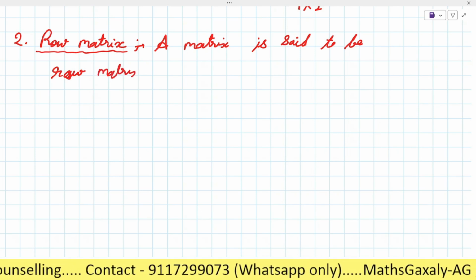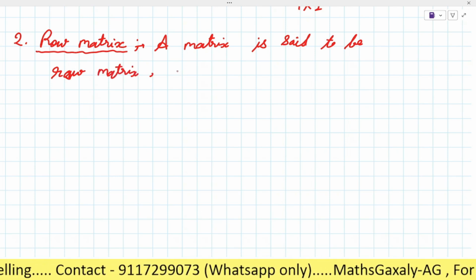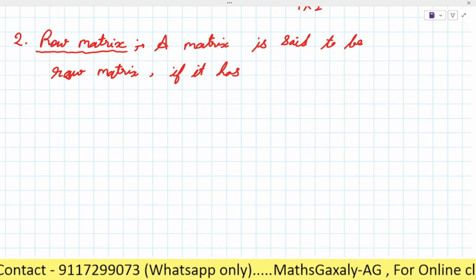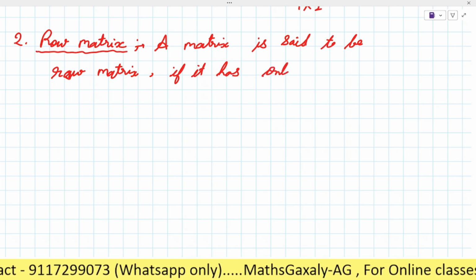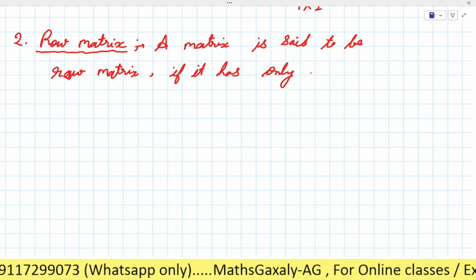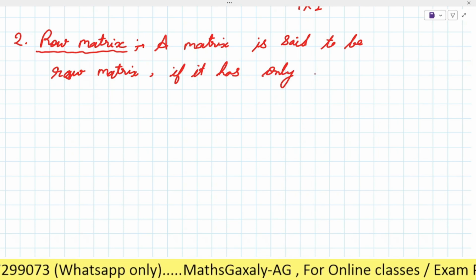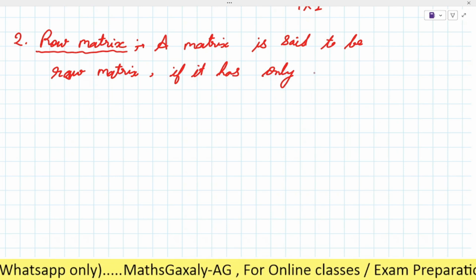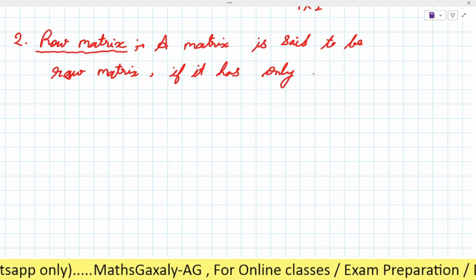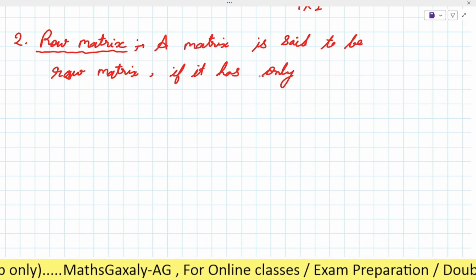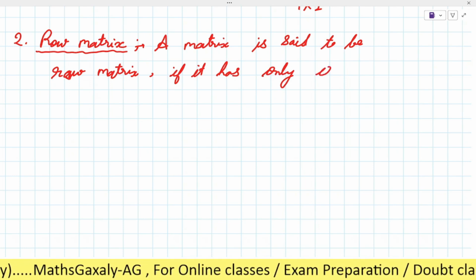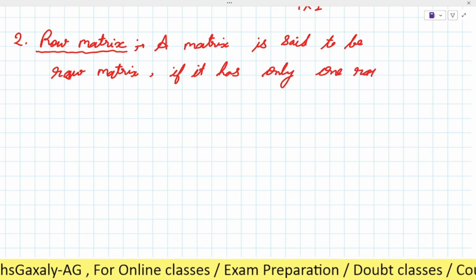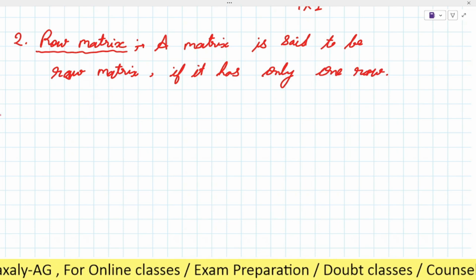Okay, row matrix, if it has only how many rows? Only one row. So it has only one row. Okay, is that clear now?